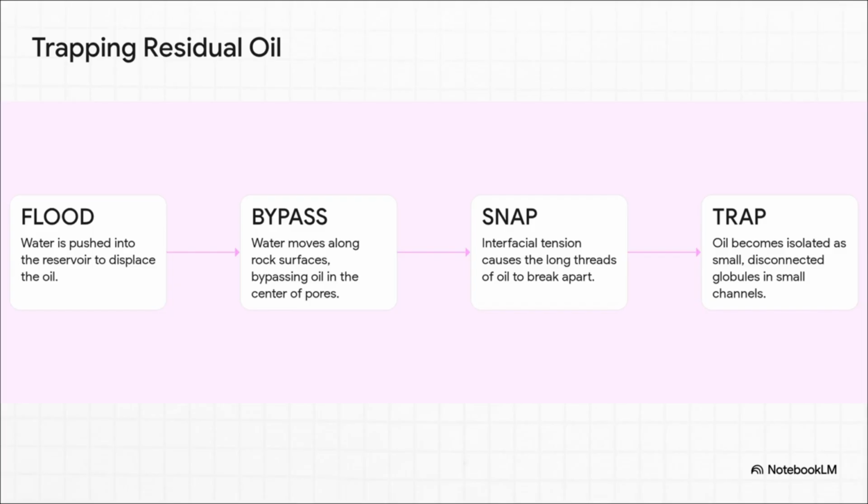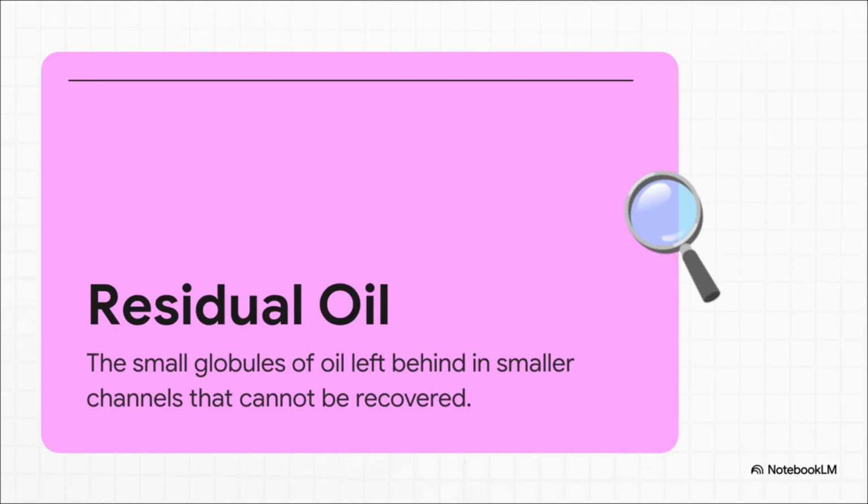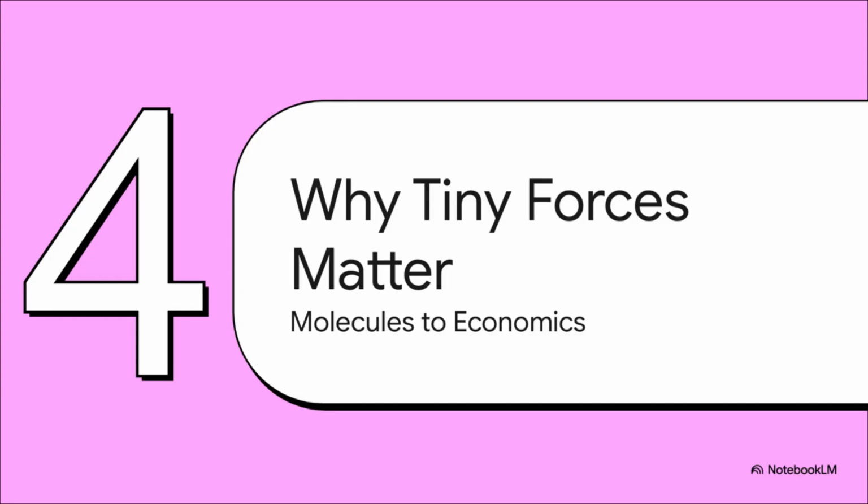And then, and this is the crazy part, that powerful interfacial tension we talked about earlier causes those oil threads to snap apart, just like a rubber band breaking. And just like that, the oil becomes trapped as little isolated globules, completely stranded in the pore network. And that is what we call residual oil. These are the disconnected blobs left behind that are physically impossible to recover with our usual methods. They are locked in place by the exact same capillary forces that allowed them to get into the rock in the first place.